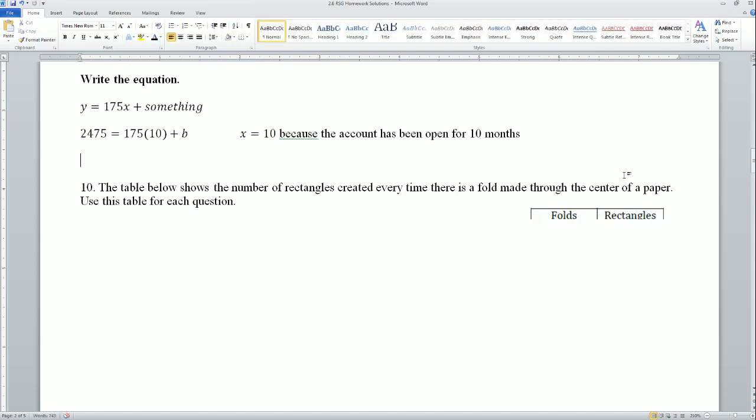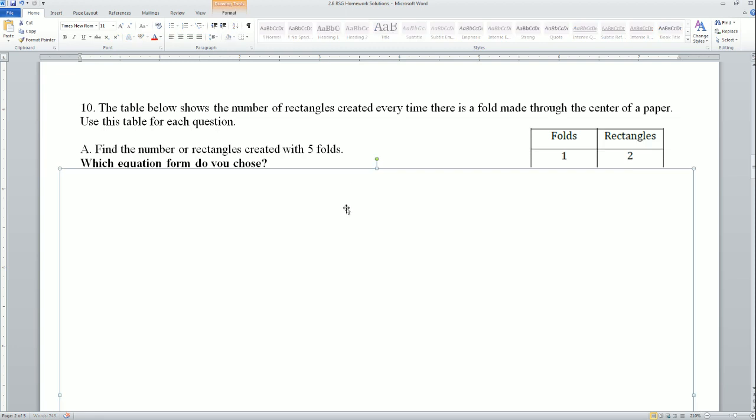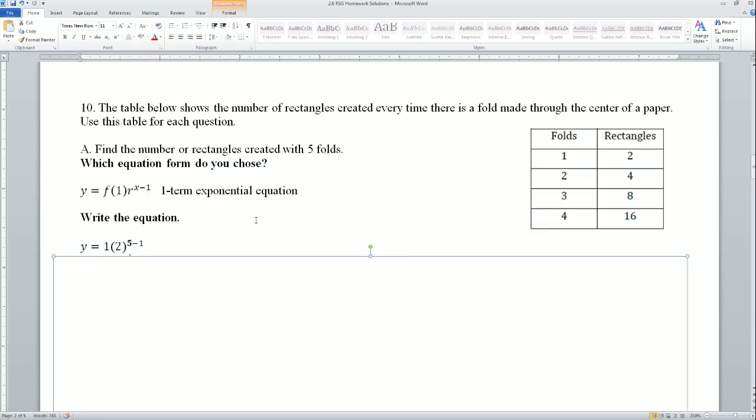Using the table below, show the number of rectangles created every single time there is a fold made through the center of a paper. Use the table for the equation. So I have the table there. The first one, find the number of rectangles created by 5 folds. I saw that this is growing exponentially with a common ratio of 2.